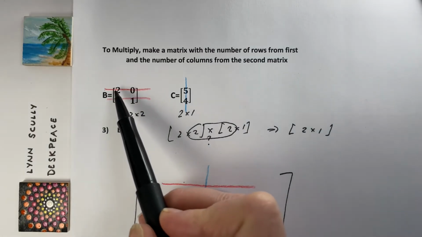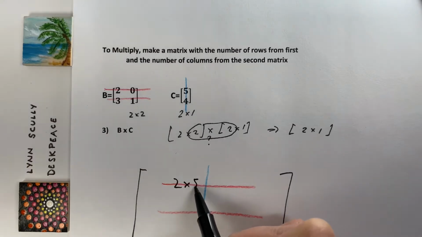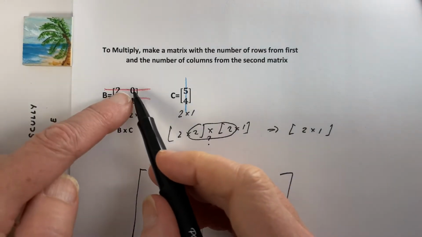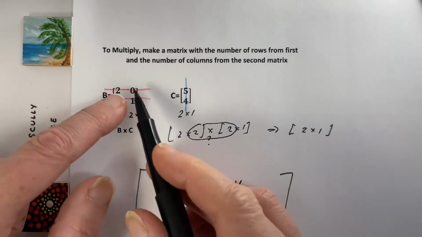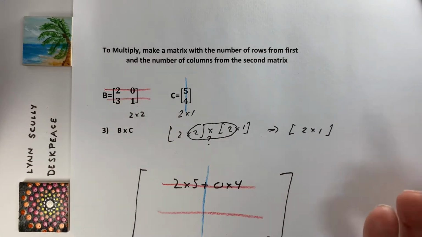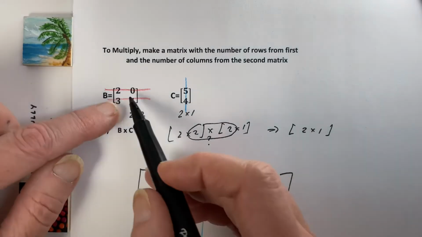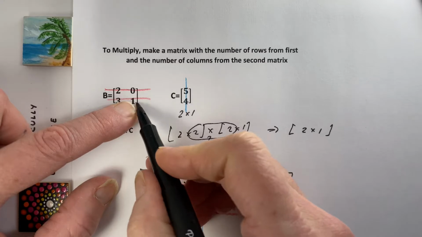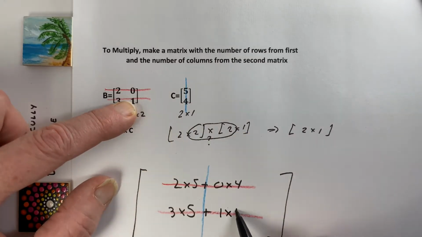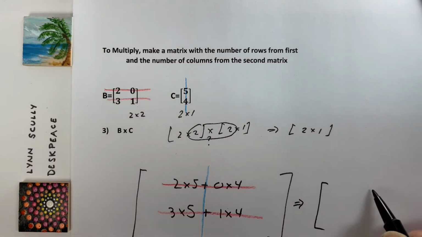You go to the first one and the first, 2 times 5, plus, then you move to the second one here and down to the second here, 0 times 4. I'm at the end, that one's all done. This cell is complete. Then I do it again. And I go 3 times 5 plus 1 times 4. Move down. Okay, that is complete. Now I'm just going to do my arithmetic.